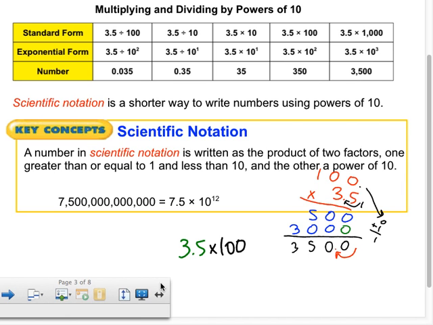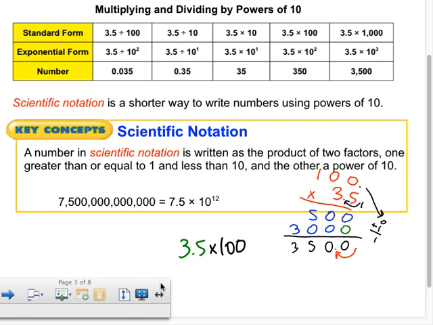Now, what about when we multiply by just 10 to the first power? I'm moving it how many places in which direction? One place in which direction? To the right. So 3 and 5/10, move it to the right one place, that becomes 35. Okay? This is what we just did. We saw 350. We moved it to the right 2 places. And then what about 3 and 5/10 multiplied by 1,000? How many places in which direction?